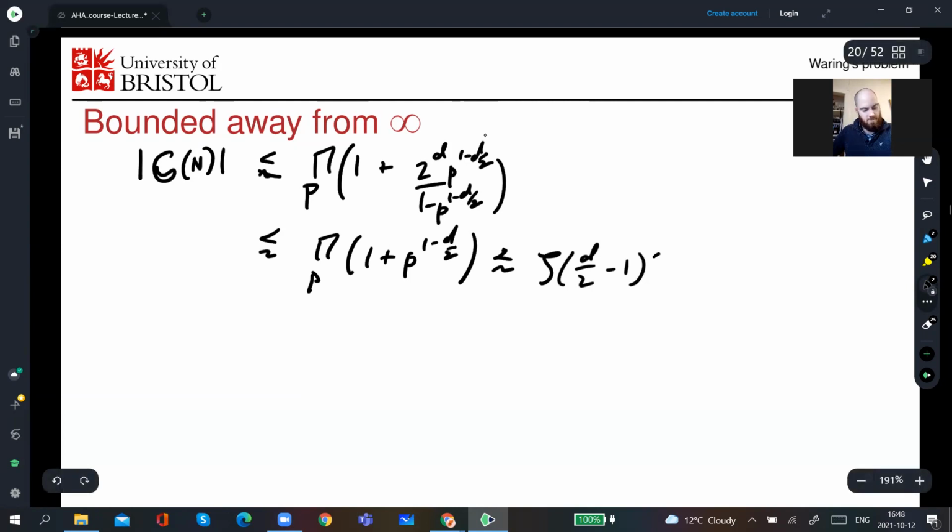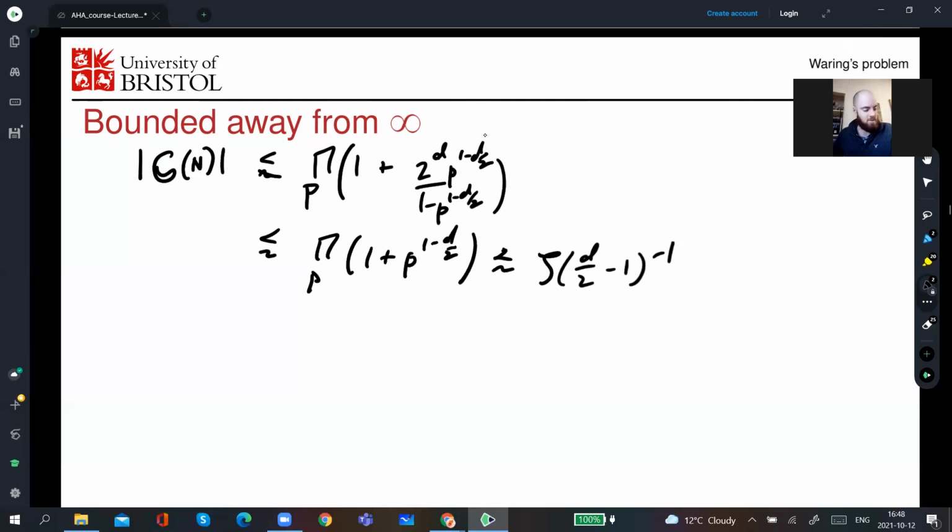Inverse. No, wait. Yes. Great, so it's pretty small. Or, I mean, it's not pretty small. It's bounded away from infinity.